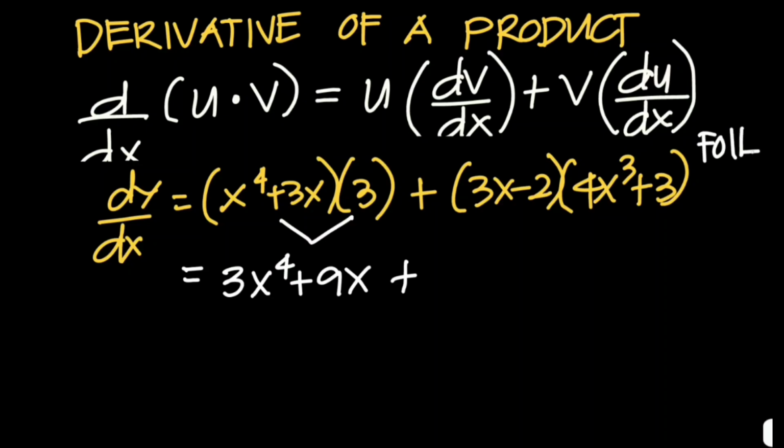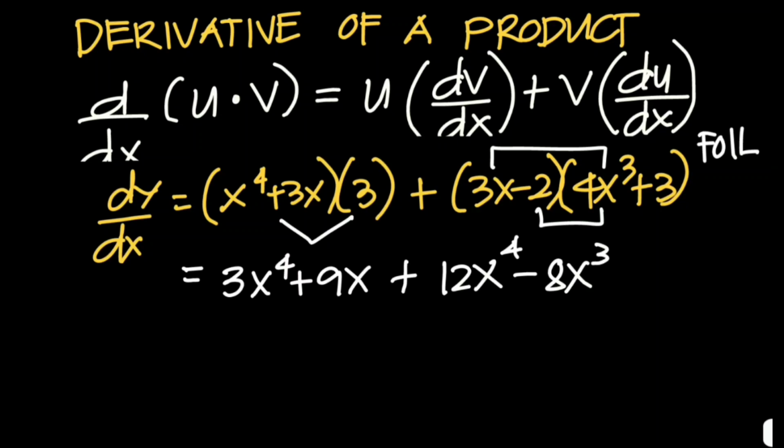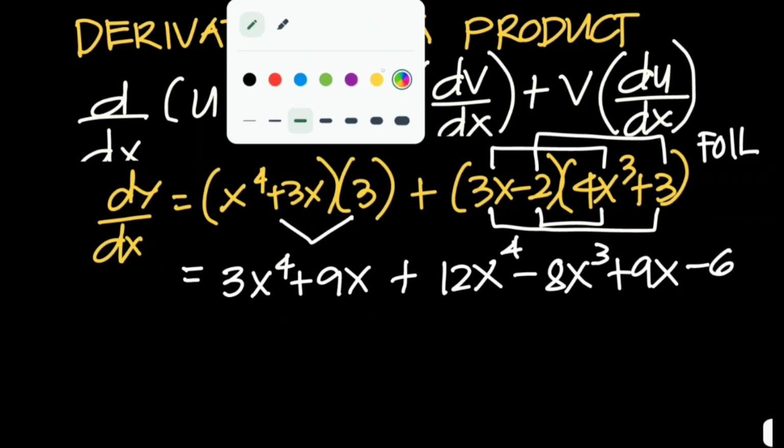We can use the FOIL method here. So we multiply 3x and 4x cubed. That is 12x to the fourth. Then negative 2 times 4x cubed is negative 8x cubed. Then 3x times 3 is 9x. Then negative 2 times 3 is negative 6. Then we group like terms.